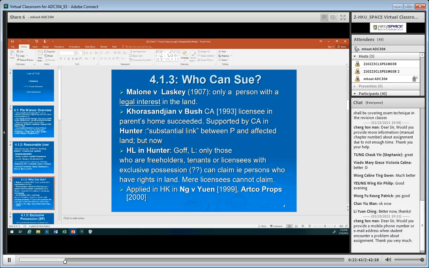And strictly speaking, that person would be a subtenant. Okay. Lord Goff did actually say that other category, licensees with exclusive possession. That would be extremely rare because if you do have exclusive possession, you normally do have a lease and have a right in land. But mere licensees cannot sue.